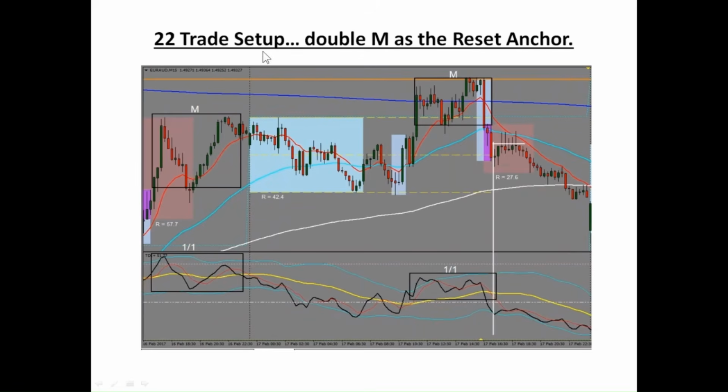Here's an example of a 22 trade setup. Notice the double M as the reset anchor. So in this example, it is a reset. Here's an M, and notice here's my blue tracer. They come and throw another M right on that blue tracer, as well as the blueberry. The blueberry usually denotes a reset. Whenever you have a blueberry around, which is the 200 EMA on the 1 hour chart, very likely it is resetting.